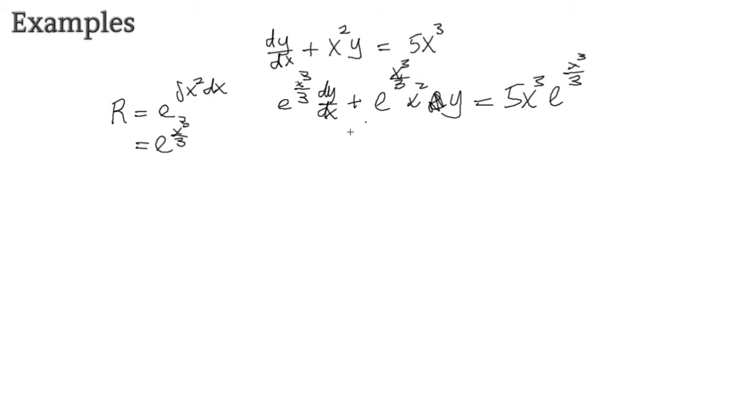And with this multiplied r, we can just state that d by dx of e to the x cubed on 3 y equals 5x cubed e to the x cubed on 3. Well, ain't that troublesome? Can I integrate this?